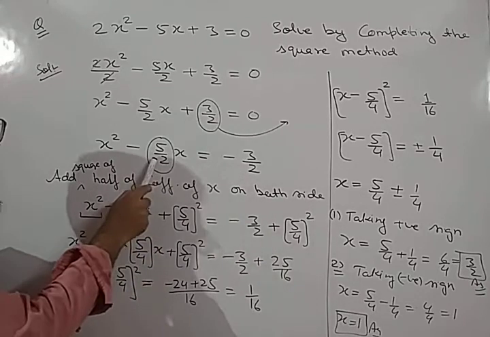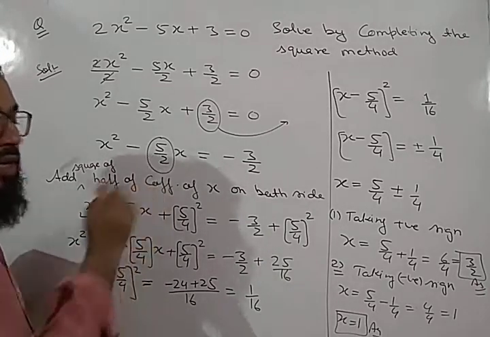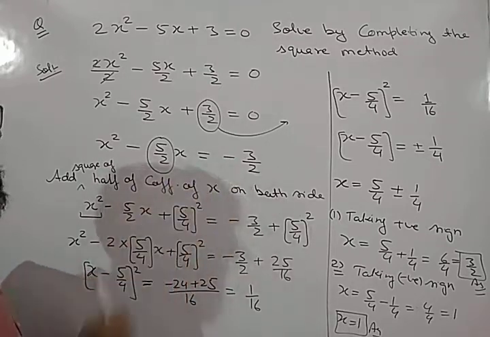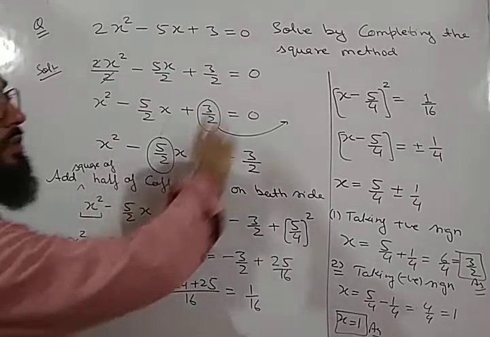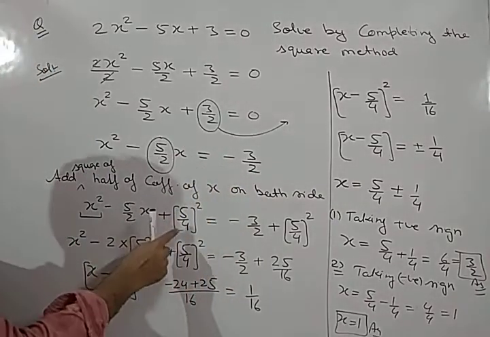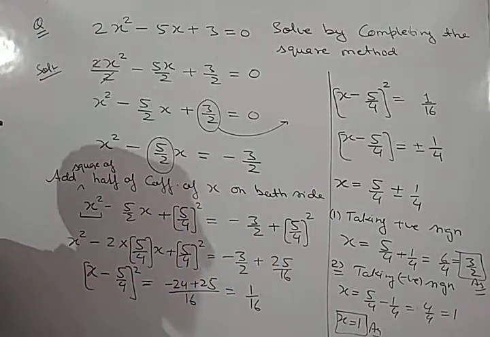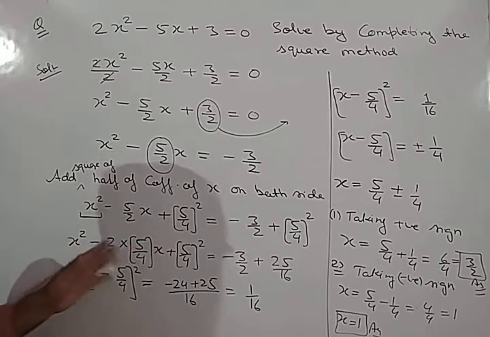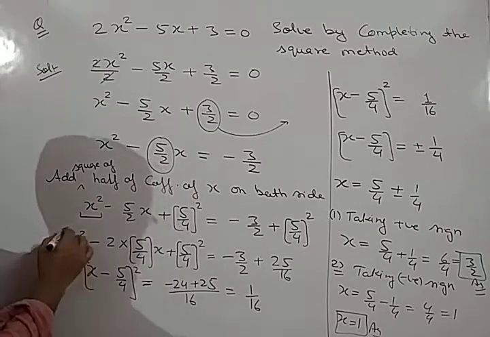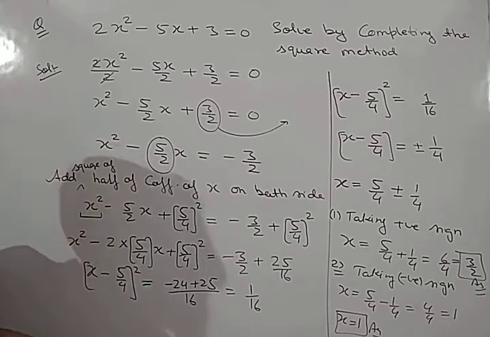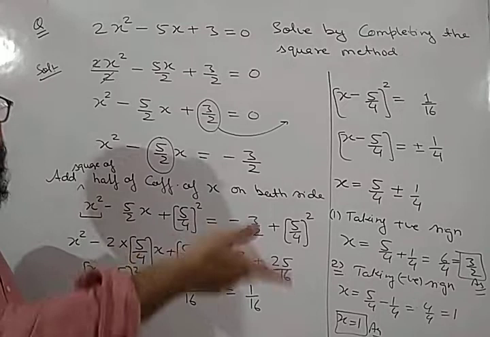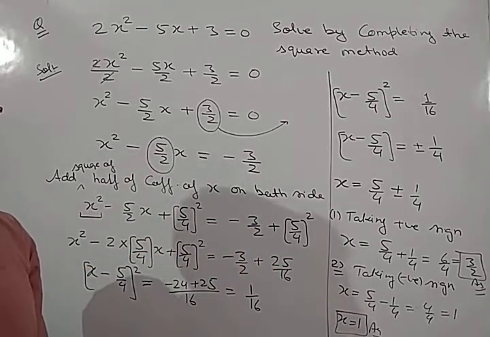So the coefficient of x is 5 by 2, so its half will be 5 by 4. So we have to add (5 by 4) whole square on both the sides. That step I have done earlier. Now we have to make this a perfect square. If you are not able to do this particular step, you can write it directly also, because it will be a square, it will be b square, and in the middle it will automatically form 2ab. But you have to check the sign.